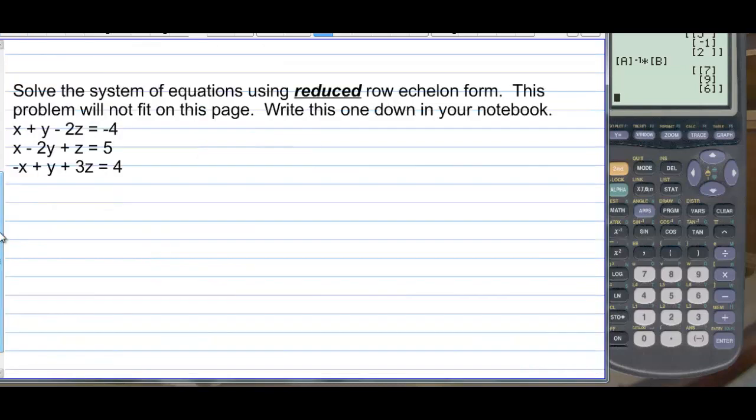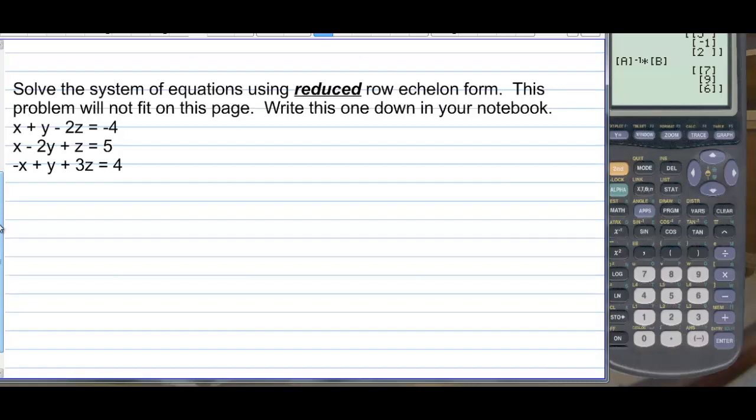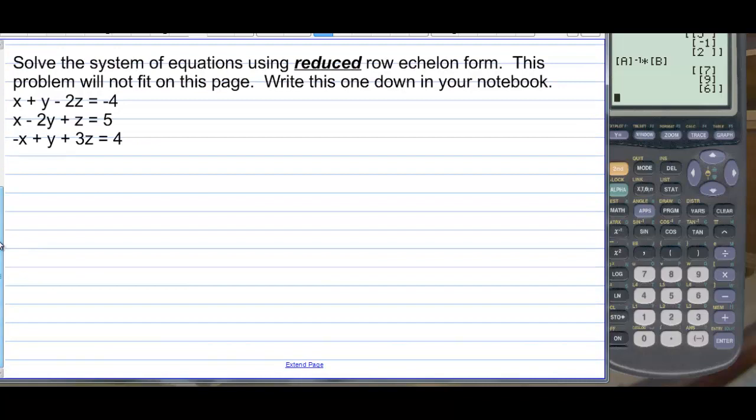Solve the systems of equations using reduced row echelon form. This problem will not fit on this page. Write this one down in your notebook. So we're going to do reduced row echelon form, which means we have 1, 1, negative 2, negative 4. We have 1, negative 2, 1, 5, negative 1, 1, 3, 4. And we want the main diagonal to be 1s and everybody else needs to be 0s. We can do row 1 minus row 2, replace row 2.